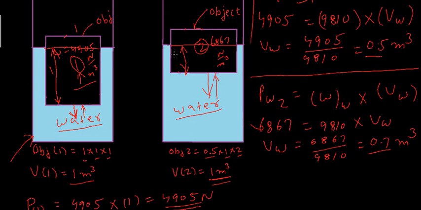Now since we know how much water this one has displaced, this one has displaced 0.5 meter cube of water and this one has displaced 0.7 meter cube of water. That means the volume of this object inside the water is 0.5 meter cubes. Now since we know, we also know the dimensions of this, that this is the length, this is the breadth and this is the height.